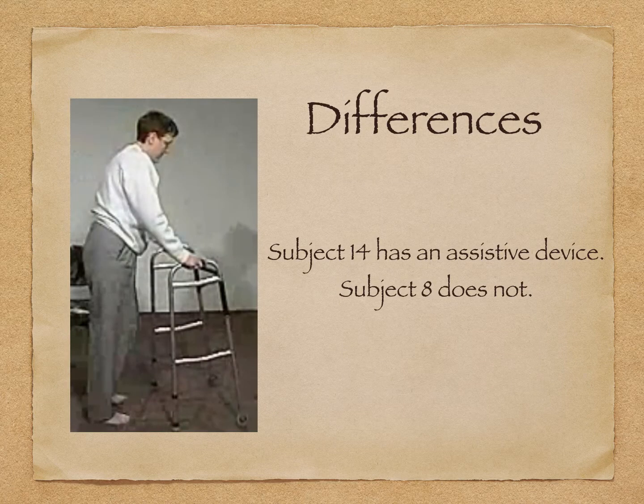So another difference, as you can see, is that subject 14 had an assistive device, which is a rolling walker, and subject 8 did not have an assistive device.